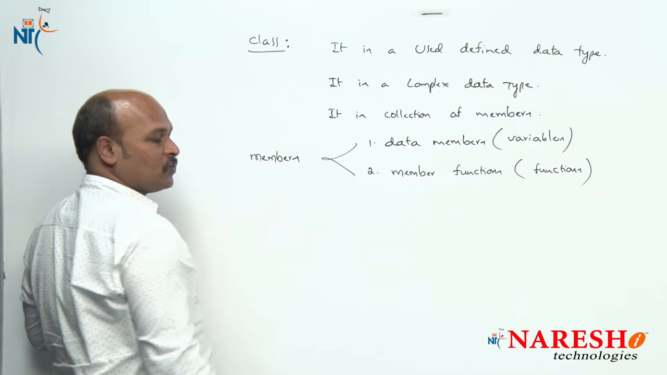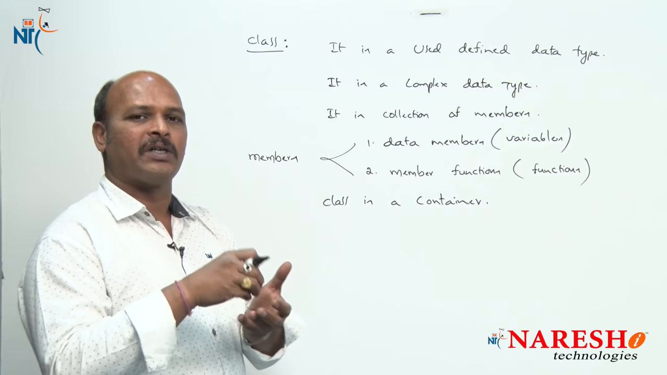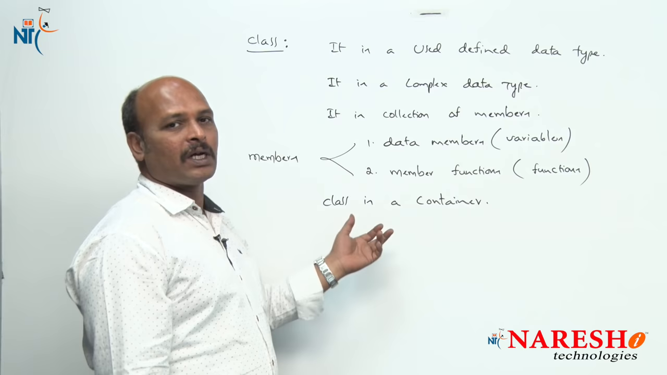Next, class is a container, which contains the members. When we say container, it contains something. Here it contains what? Data members and member functions. That's why class is a container.